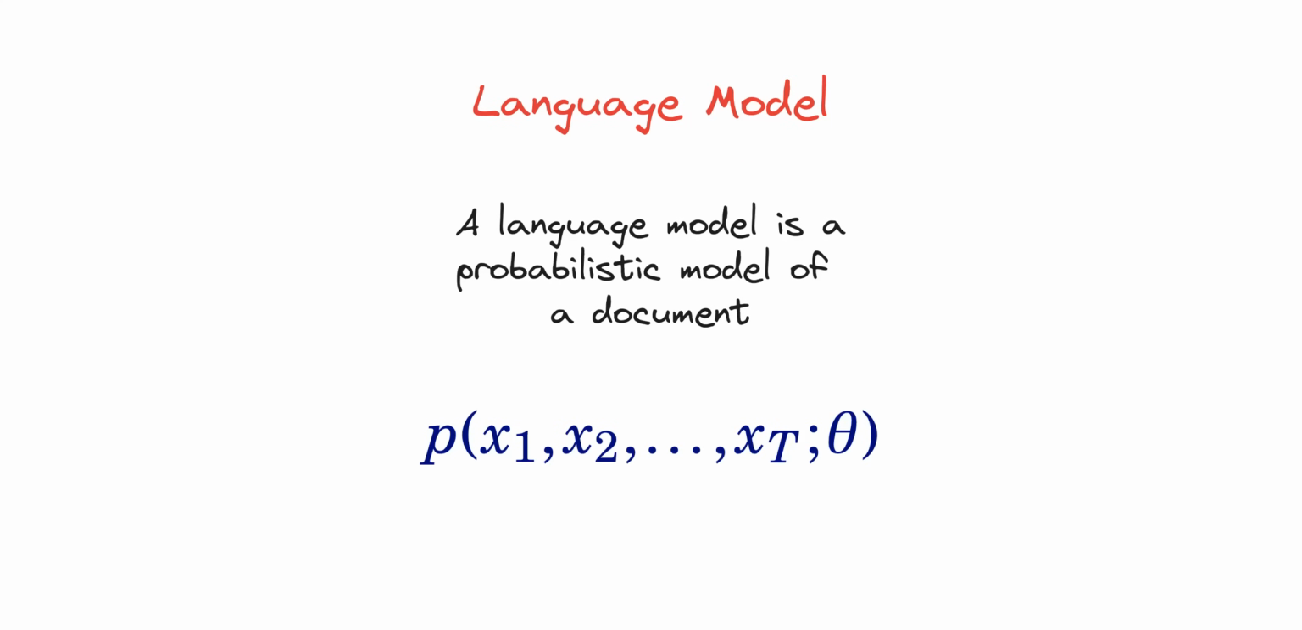We define a language model as a probabilistic model of a document. It gives the probability of the tokens x1 through xT, and it uses a set of parameters theta. I like this notation because it lets us isolate the parameters theta separate from the probabilistic model. Given that theta is going to be a giant neural network, this lets us defer the problem of defining that network to the next section of the talk.